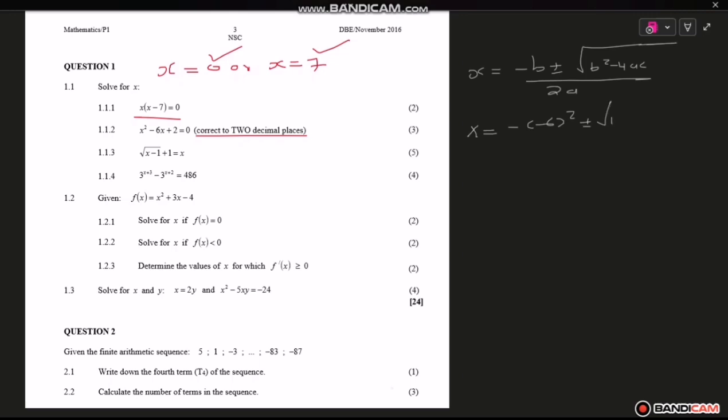x equals negative b, plus or minus the square root of b squared, where b is negative 6, squared minus 4 times a, where a is 1, times c, which is positive 2, all over 2 times a, which is 1. Then they said correct to 2 decimal places, therefore use your calculator as I'm using mine right now. So make sure, guys, that you master this question. Question 1 is where you must collect a lot of marks.